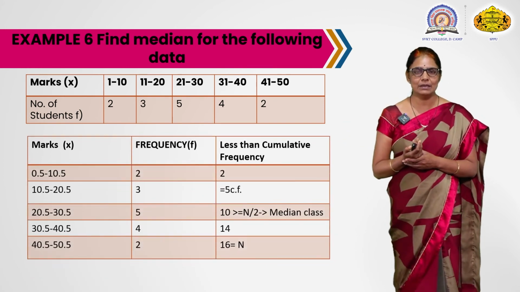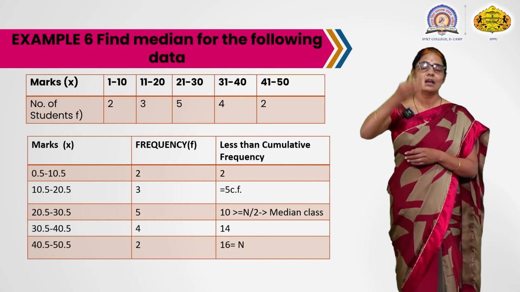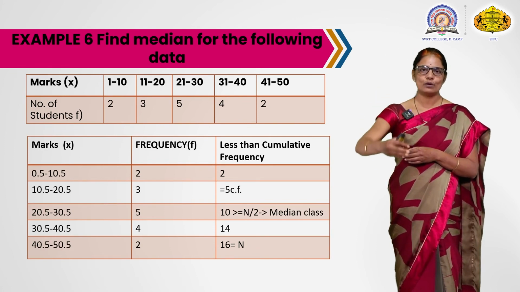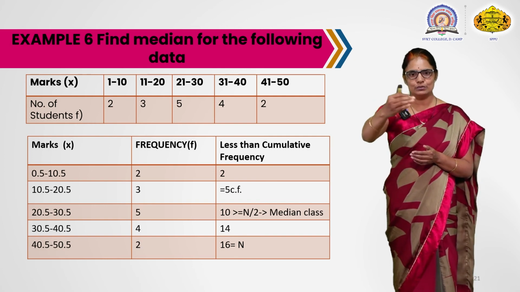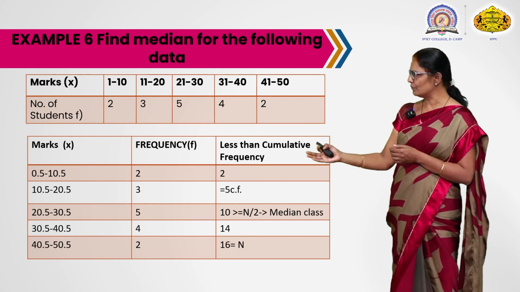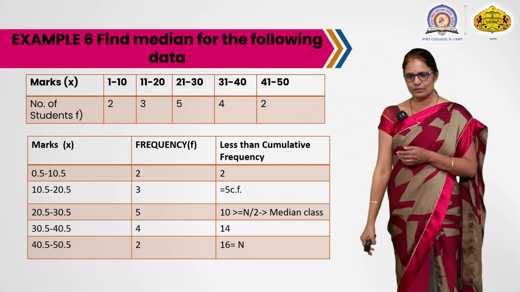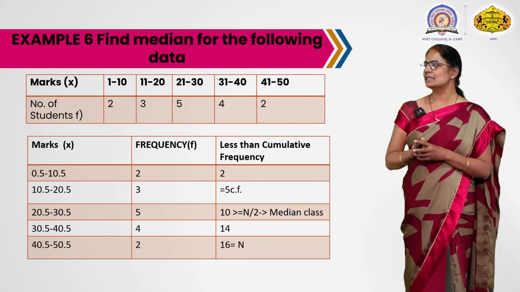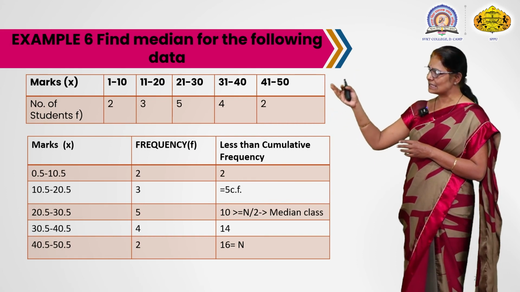See, in the next table we write all the marks, so we calculate the class boundaries of each class and then write the corresponding frequencies as usual, which are 2, 3, 5, 4 and 2. Next we calculate the less than cumulative frequency, and if you calculate it, you observe here the last number is n, that is 16. So here the total number of observations is 16.